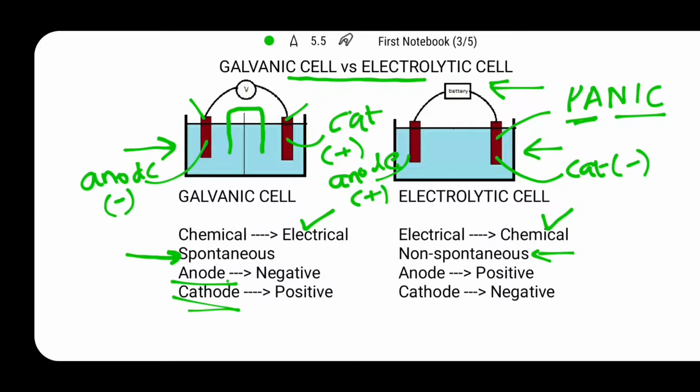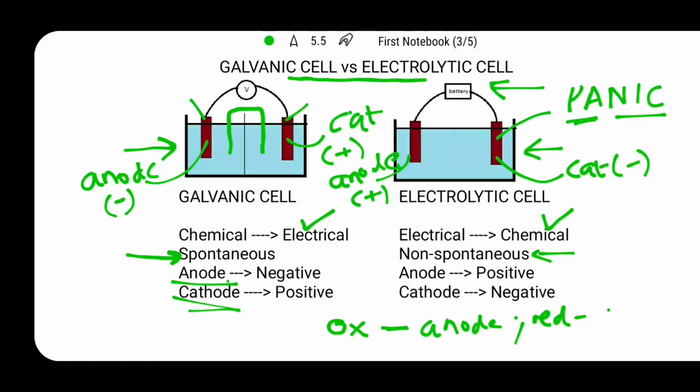Although the polarities of both the electrodes have changed between the galvanic cell and the electrolytic cell, oxidation still occurs at the anode and reduction still occurs at the cathode.